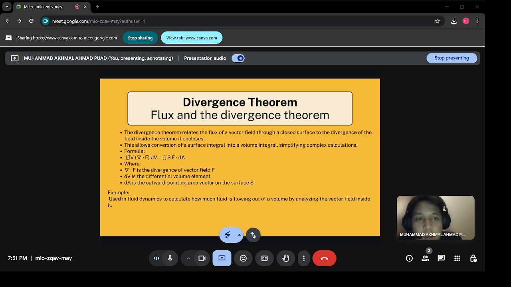The divergence theorem relates the flux of a vector field through a closed surface to the divergence of the field inside the enclosed volume. This allows conversion of a surface integral into a volume integral, simplifying complex calculations. In the formula, del dot F is the divergence of the vector field F, dV is the differential volume element, and dA is the outward pointing area vector on the surface S. For example, it is used in fluid dynamics to calculate how much fluid is flowing out of a volume by analyzing the vector field inside it.